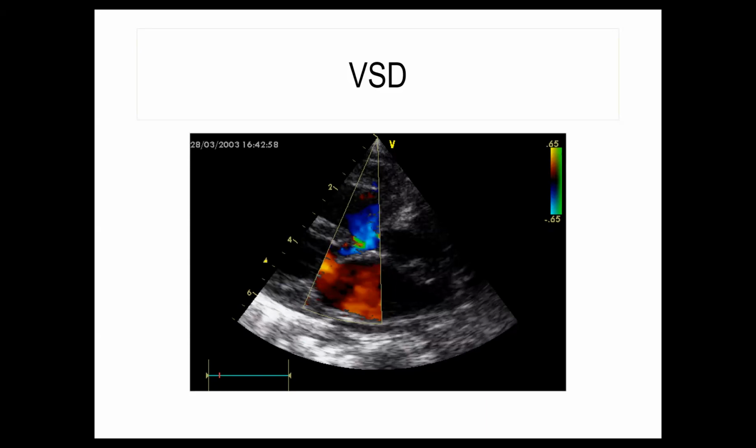Correct. So if the RV pressure is more than the LV, then we'll have a reversal of flow from RV to LV. If there is no reversal of flow, it is LV to RV. But we are seeing bidirectional flow. Why are we seeing bidirectional flow when the pressure has become equalized?